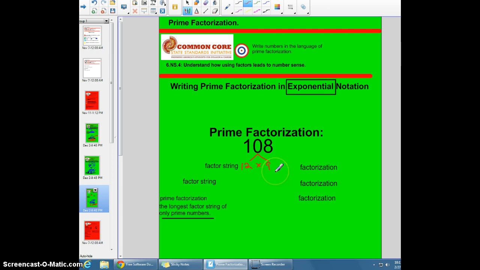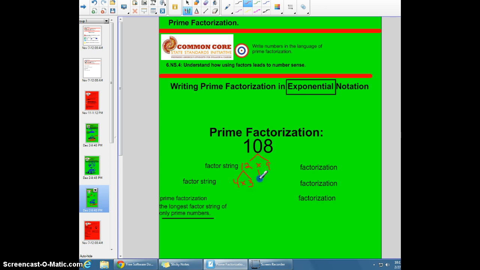Now my goal is to be able to get the numbers to be all primes. I want to create the longest factor string of only prime numbers that multiply each other or factorize. 12 and 9 are not prime numbers, so what I do is break each of them down. 12 I'm going to break down further until I can get 12 to be represented by all prime numbers. So I ask myself, what two numbers, what factor string, multiply each other to make 12? I know that 4 times 3 does.